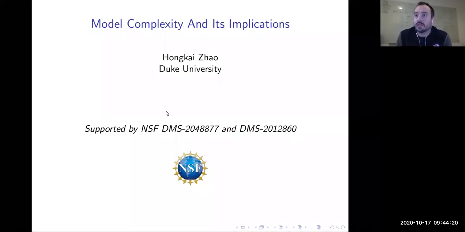Hongkai got his PhD from UCLA under the supervision of Bjorn Enquist, I believe. And then he was a postdoc at Stanford before joining the faculty at UC Irvine. And I met Hongkai while he was chair of the math department. We overlapped there at UC Irvine. And so now we're happy to have Hongkai coming to us from Duke, and he's going to tell us about model complexity and its implications.